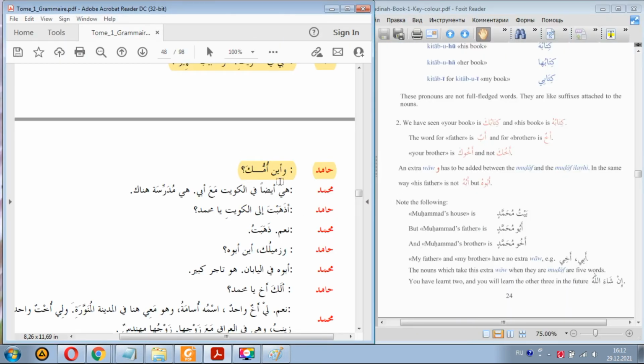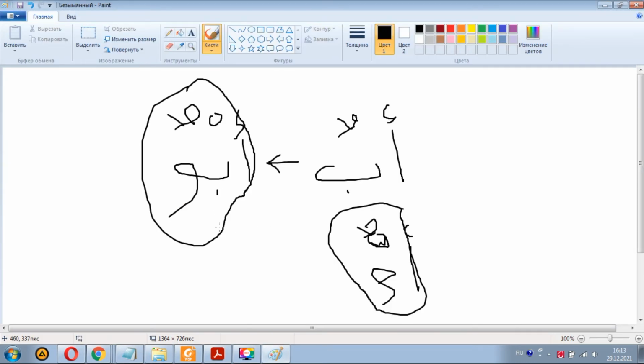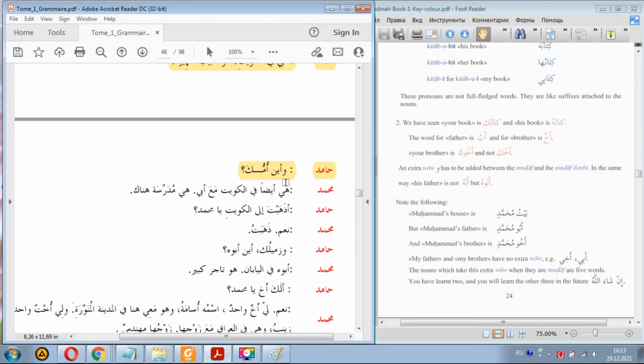So وَأَيْنَ أُمُّكَ, and therefore when you say أُمُّهُ, you don't need to add anything, because nothing was taken from here. Abun has 2 letters, and this waw was just taken away, but in the case of ummun, this rule doesn't work, because it has 3 letters, alif, mim, mim, and therefore we don't add anything. Ummuhu, that's it. So wa ayna ummuka?